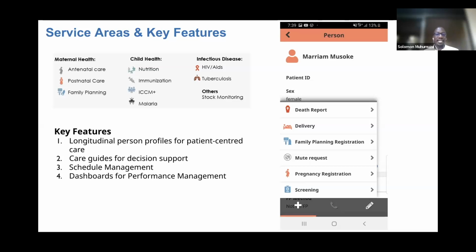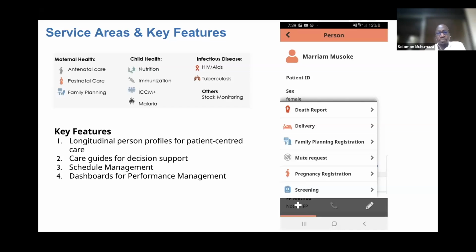Among the service areas, and specifically this is for the CHT version, because the OpenSRP-based one is still under development and we just did user acceptance testing. The service areas include maternal health, where we look at antenatal care, postnatal, and family planning. For child, we have nutrition and ICCM plus, and the others that you can see.